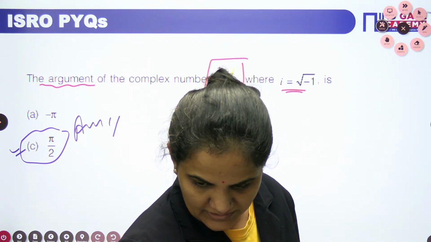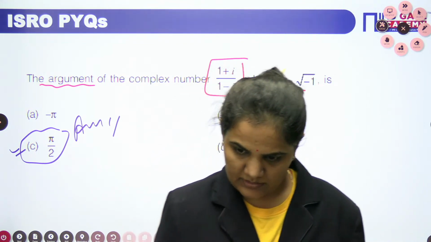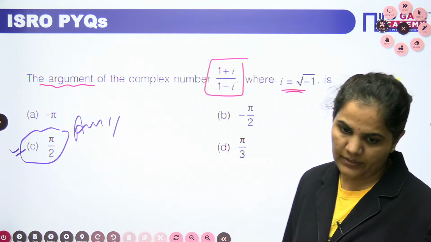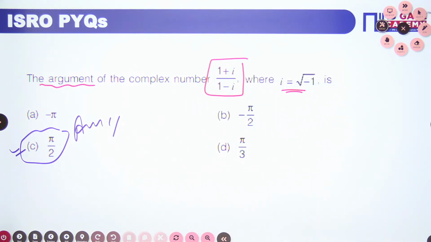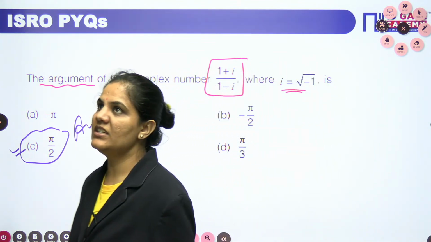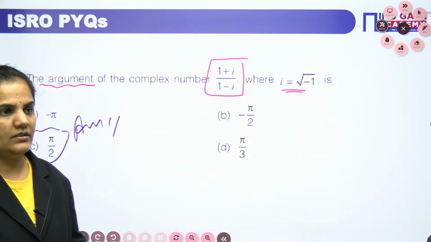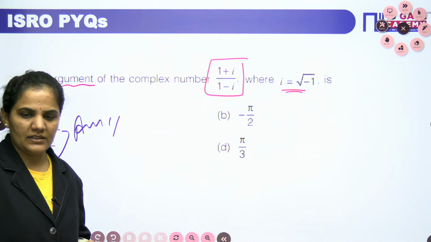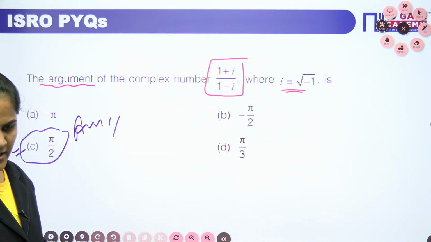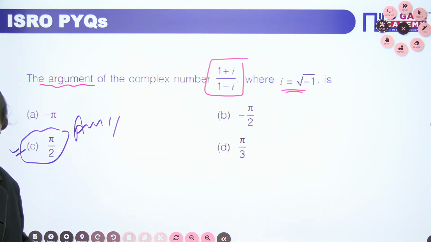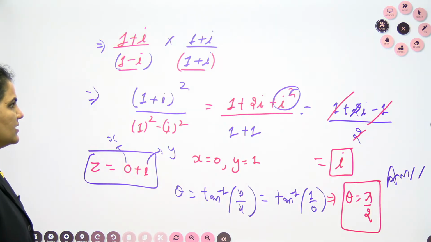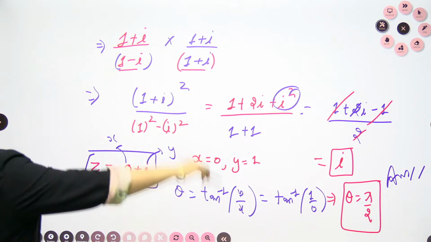Dear students, very easily we can approach it. Okay, clear? So this is a very good question from complex numbers. A similar pattern of question we can see in so many GATE questions also. This is a very simple thing. So the final answer is pi by 2. I hope the thing is clear.